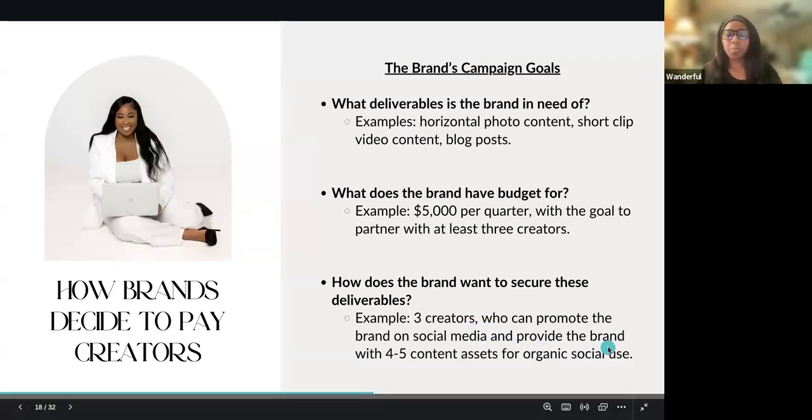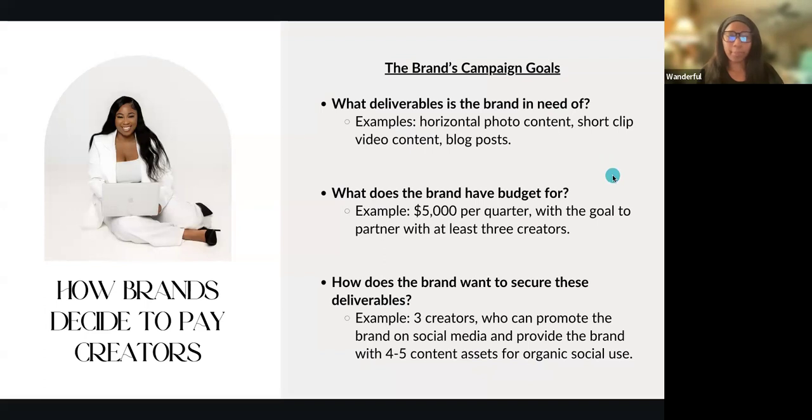And they're looking for you to provide the brand with 4 to 5 content assets for organic social use. Basically, what this means is, out of the social media content you create for the brand, can you provide them with 4 to 5 deliverables for them to use on their social media for organic purposes, meaning that they can only post it on their social media, and they cannot put this behind paid ads, or they cannot use this for public relations purposes, meaning if they wanted to do like an ad in a magazine or something like this, they can only use it for organic purposes.